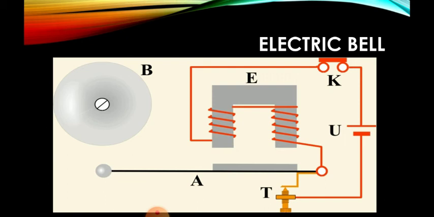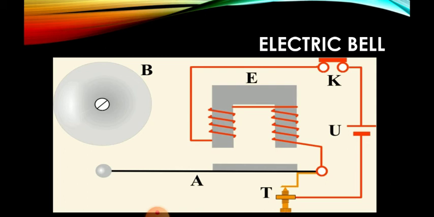Let us try to understand first. You can see that there is a red colored wire there. Then you can see that there is K. K means nothing but key. U is a cell here. Then there is T. T means the contact screw. Then there is A, called the iron strip, which is flexible. Flexible, why? Because it has to move. That is why it is flexible.